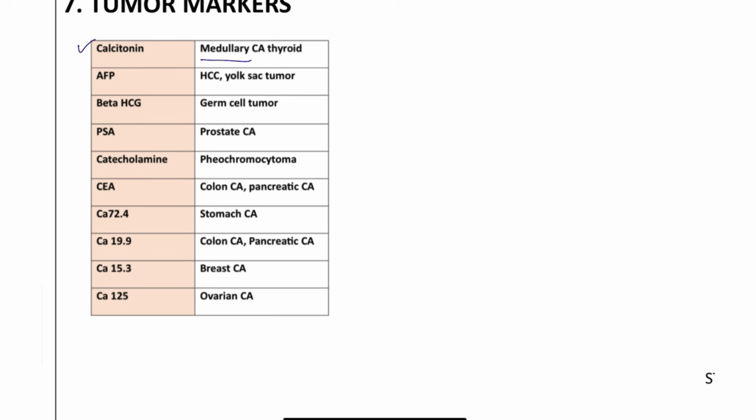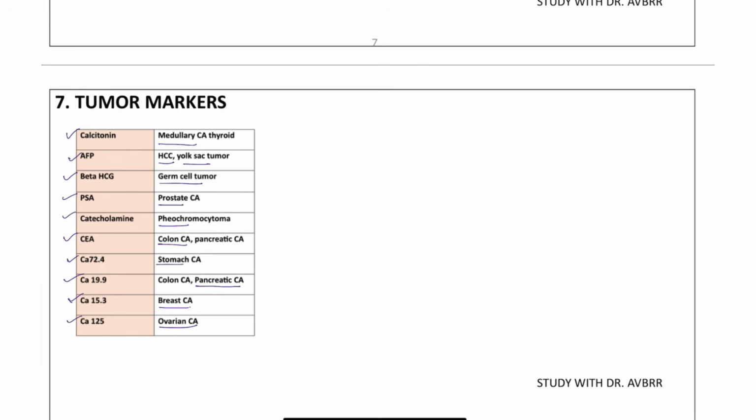Next, tumor markers. Calcitonin is for the medullary carcinoma. AFP is for the yolk sac tumor and the hepatocellular carcinoma. Beta HCG is for the germ cell tumor. And the prostate cancer, PSA is positive. And catecholamines is for the pheochromocytoma. CEA is for the colon cancer. CA72 stomach cancer. CA19 is the pancreatic cancer, best option. And CA15 is the breast cancer. CA125 is the ovarian cancer. Okay, these are the tumor markers.